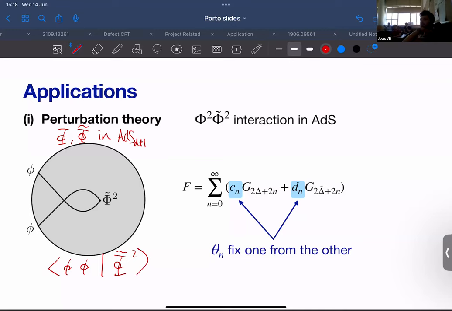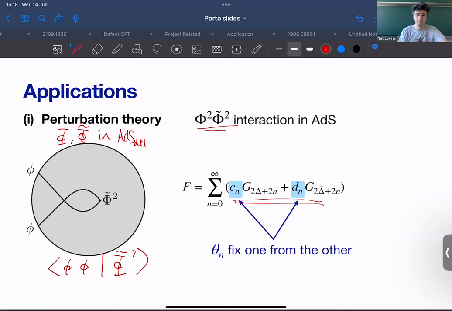And here we add to a free theory an interaction vertex like this. So the leading diagram is something like this one here. And here there are now two towers of states. So I get an extra tower compared to the free solution. Right, I have these double traces with delta being related to the mass of phi, and also the double traces with delta tilde, which is related to the mass of phi tilde.